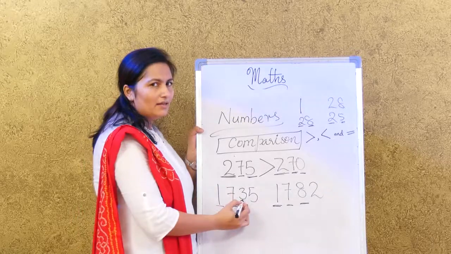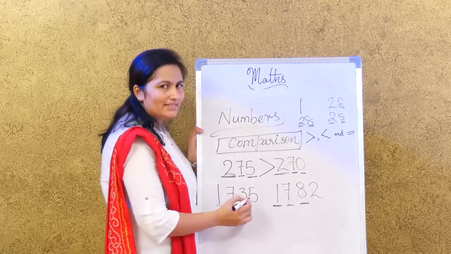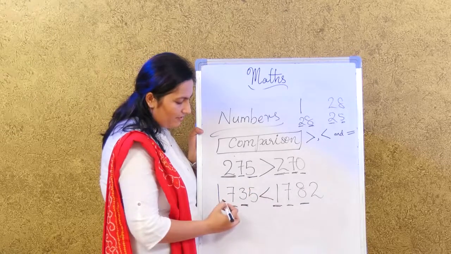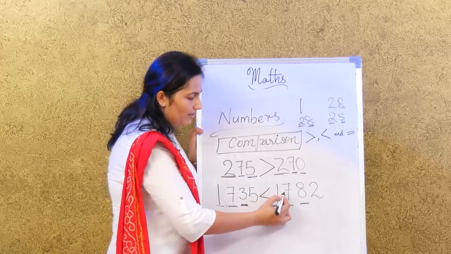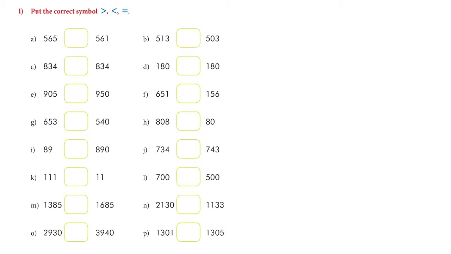3 is lesser than 8. So, we get 1735 is lesser than 1782. Page number 63 is practice for you to learn, to understand what we just learned.